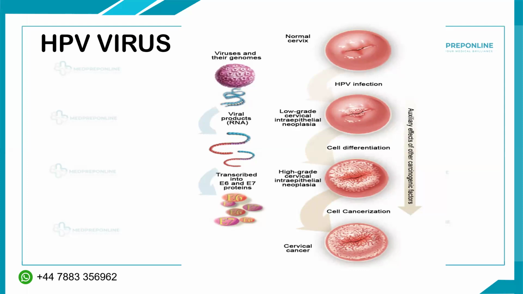So the human papilloma virus genomes will produce viral products, which will get transcribed into proteins, the E6 and E7 proteins, very important to remember for HPV virus. So the HPV infection will progress to a low-grade cervical intraepithelial neoplasia, which will again progress to a high-grade squamous intraepithelial lesion. Now these terms, squamous intraepithelial lesion, have now been replaced by cervical intraepithelial neoplasia. And once this cell differentiation is lost, there is neoplasia, and because of which there is invasive cervical cancer.